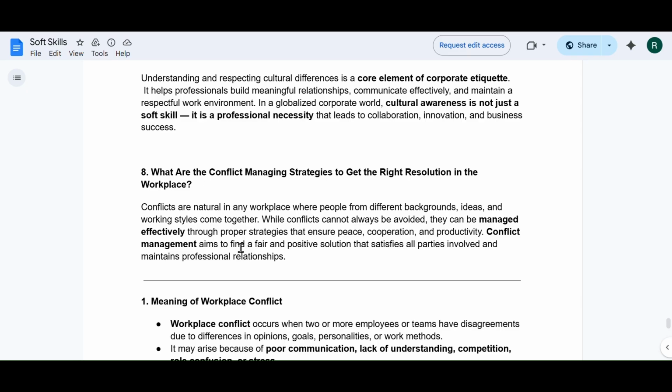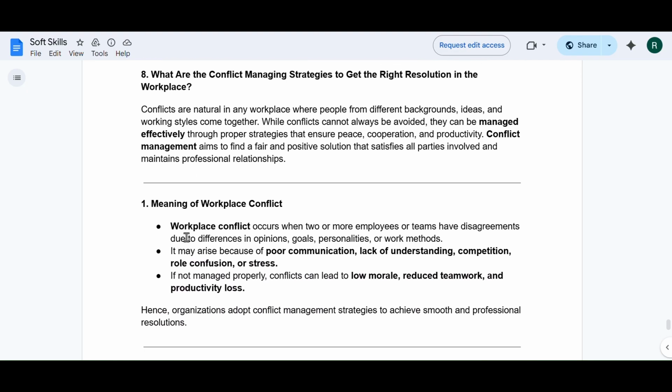This is called conflict management. What are the strategies we have for the resolution of conflict in a specific workplace? We need to know all these things. First, let us know the meaning of workplace conflict.